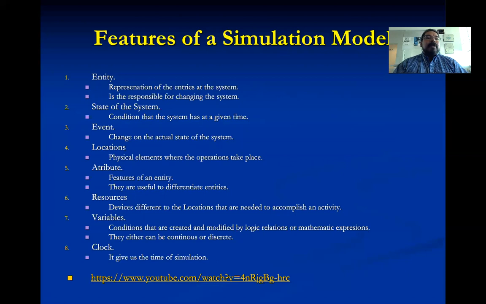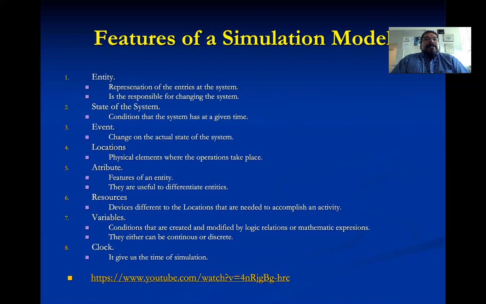We can observe how the system looks at any moment in time. An event is another important feature, and it's a change in the actual state of the system. Mostly, the entities are the ones that change the actual state of the system. But not always. We also can have facilities. For example, if I were simulating a bank, if the internet is not working well, that's an event that changes the actual state of the system.